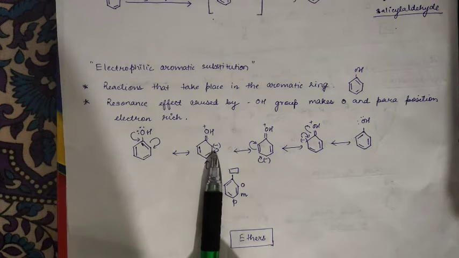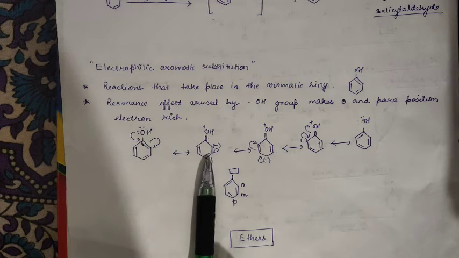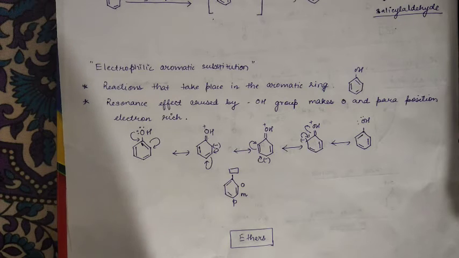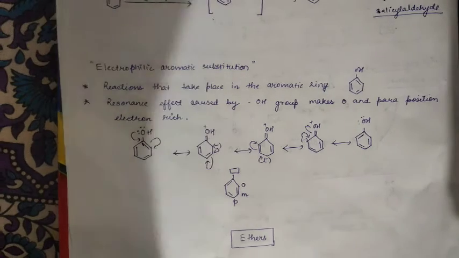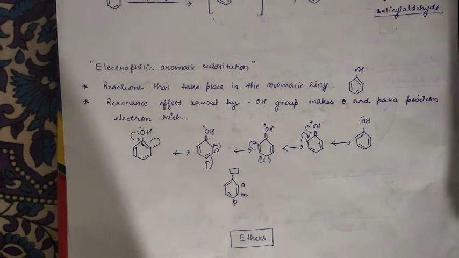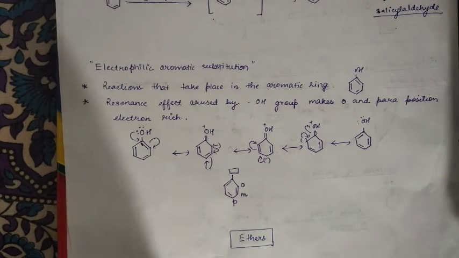This is known as the meta position, and opposite to the OH is the para position. So you can observe that in the ortho and para positions only you are getting the negative sign. So at those points only, the electrophiles will find attraction. Clear? So these are the points that you have to remember, and this is a very important question.